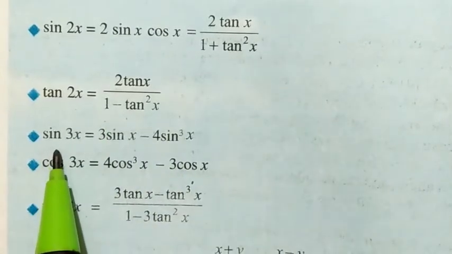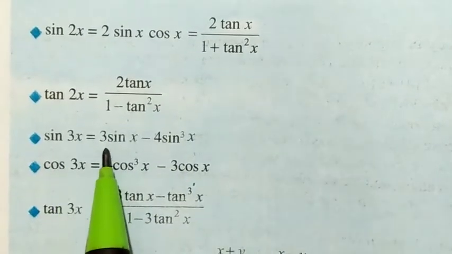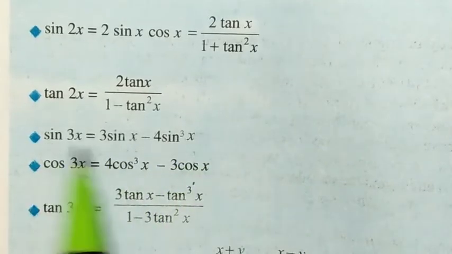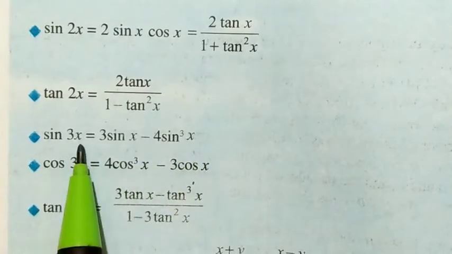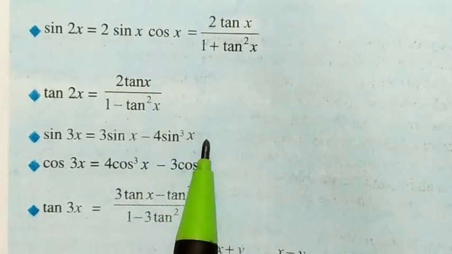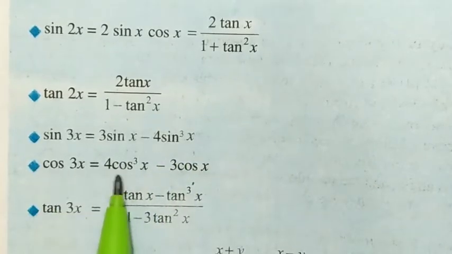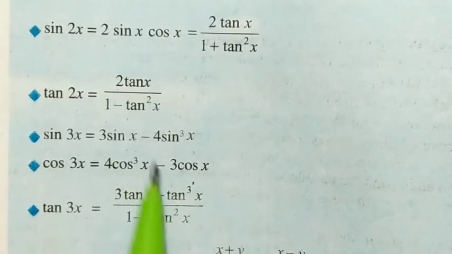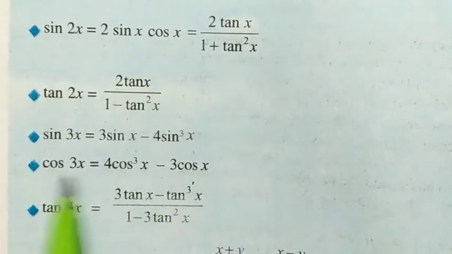Now triple angle formula, sin 3x is equals to 3 sin x minus 4 sin cube x. Here sin, so sin. Sin 3x is 3 sin x minus 4 sin cube x, and cos 3x is 4 cos cube x minus 3 cos x. The sign is same, minus minus. Here sin for sin, and here cos for cos.